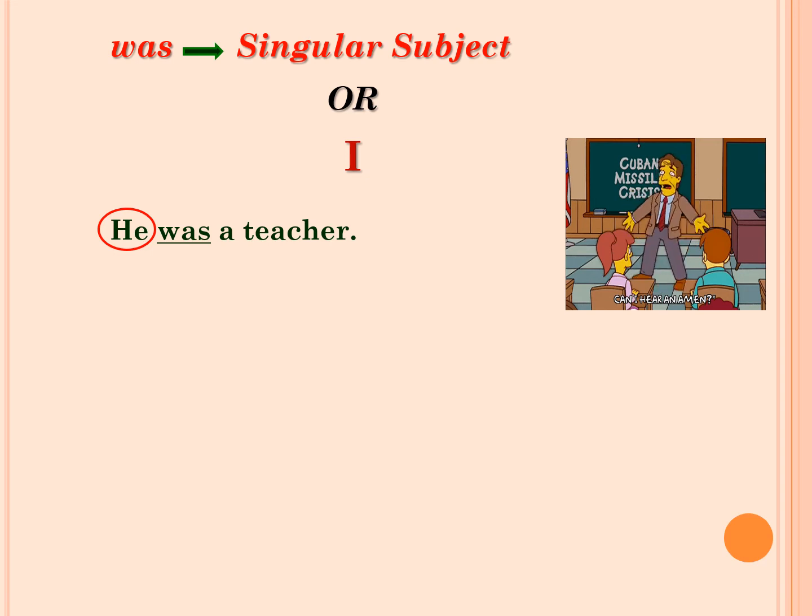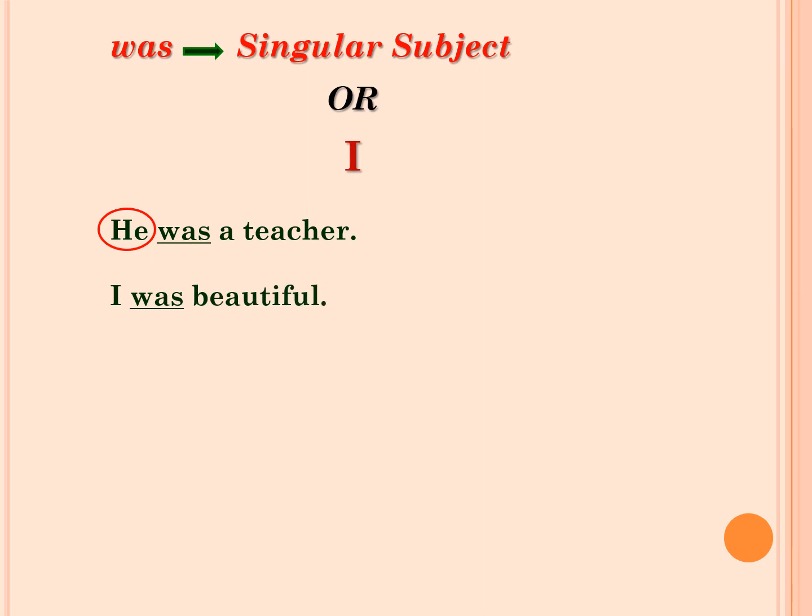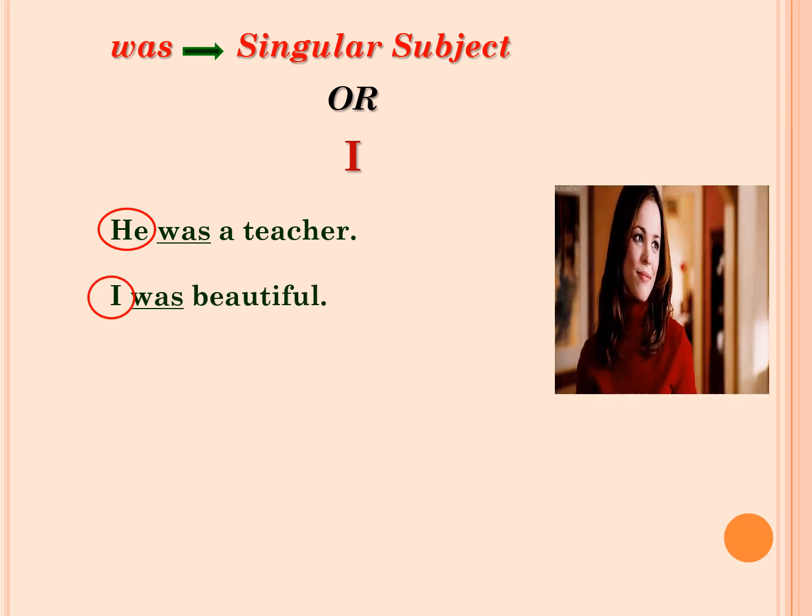So in case of singular subjects, we use was when we want to talk about the past, and we are using a be verb. Same happens in case of I as the subject. I was beautiful. So here the subject is I. And with I, again, in spite of using am, in past tense, we use was.